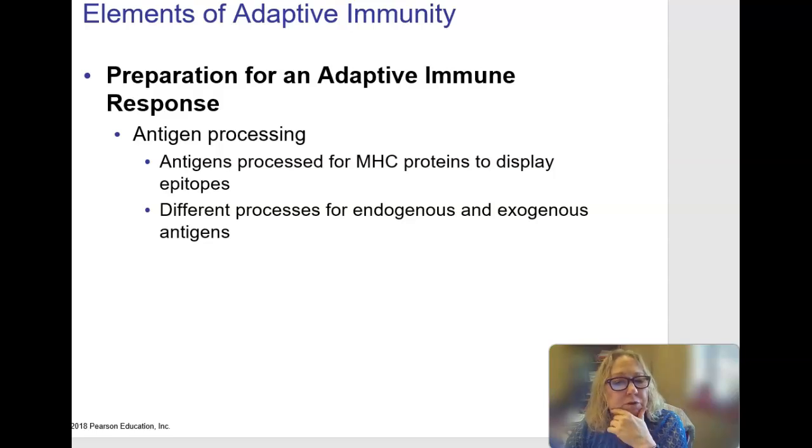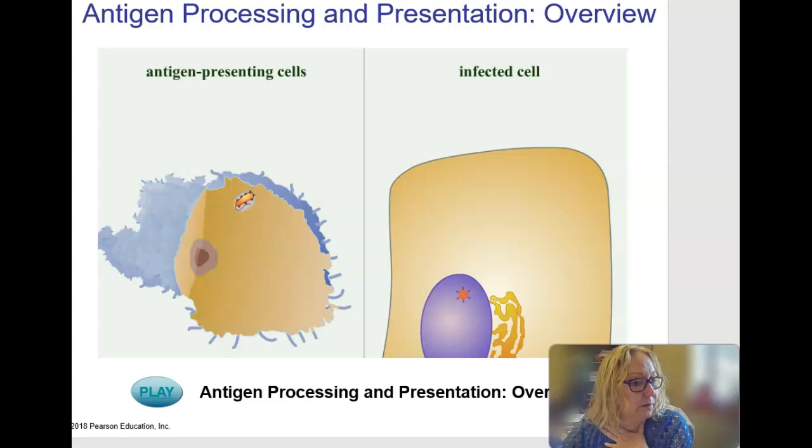Preparation for an adaptive immune response. You're going to have to process those antigens, and antigens are processed for MHC proteins to display their epitopes. It's processed differently if it's endogenous or exogenous. But basically it's going to get processed after it's ingested, and then it's going to be presented on an MHC platform. Okay, we will talk about this next time.